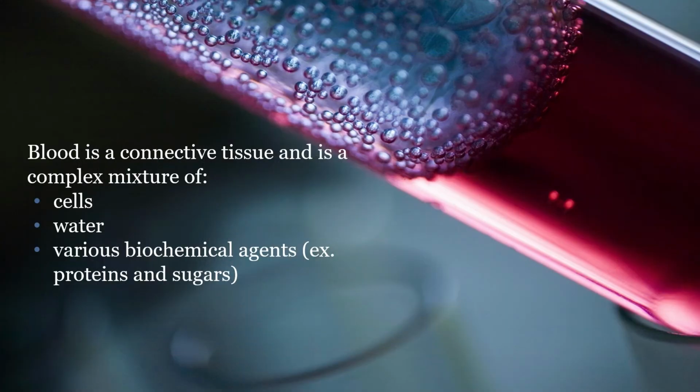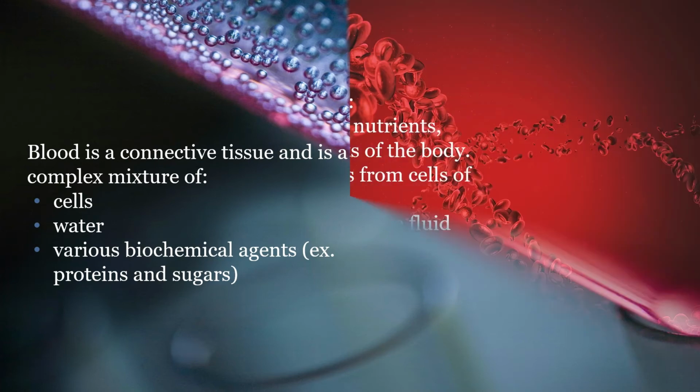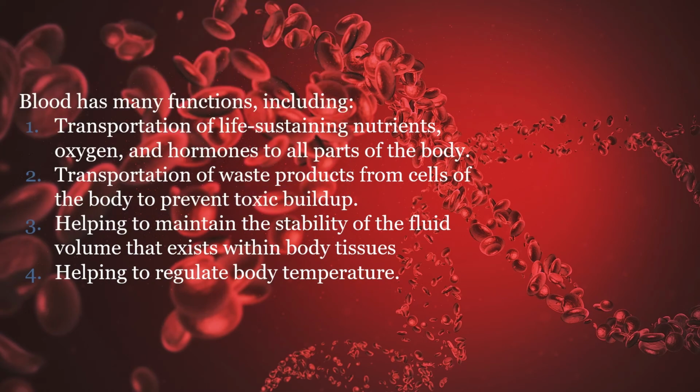The blood is a connective tissue and is a mixture of cells, water, and various other agents. Blood does many things for us. It transports nutrients and oxygen as well as our previously mentioned hormones throughout the body. It gets rid of waste by taking them to liver and kidneys. It maintains other fluid volume homeostases, and it helps regulate body temperature.